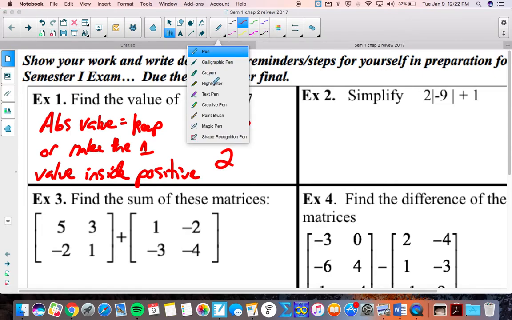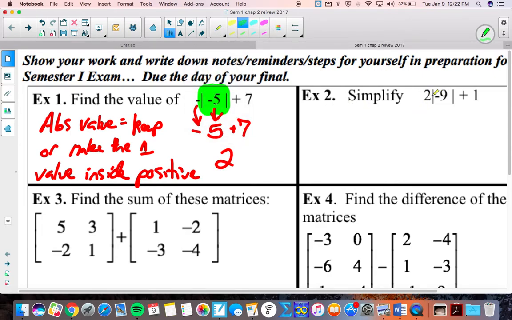Next example, simplify 2 times. That's a multiplication symbol right there, since I have a number right next to an absolute value sign. Just like when you have a number right next to parentheses with no operation, it means multiplication. So 2 times the absolute value of -9 plus 1.